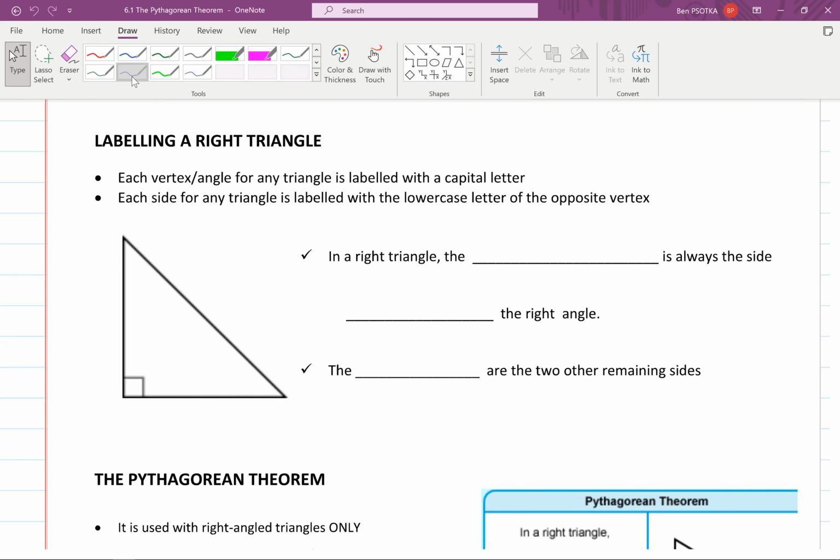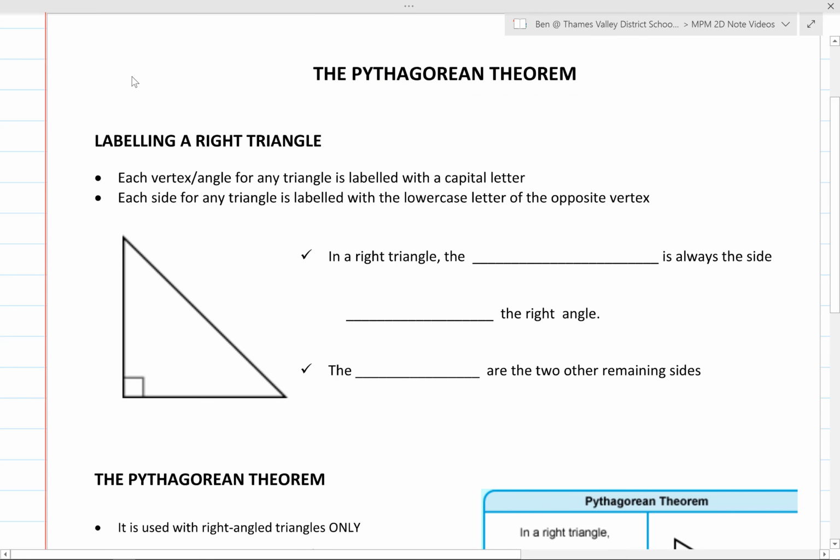All right, folks, so as we jump into Unit 6, Congruent and Similar Triangles, we're going to start off with our Pythagorean theorem. Now, when we're using our Pythagorean theorem, or in general when we're working with a right triangle, we want to label it according to convention.